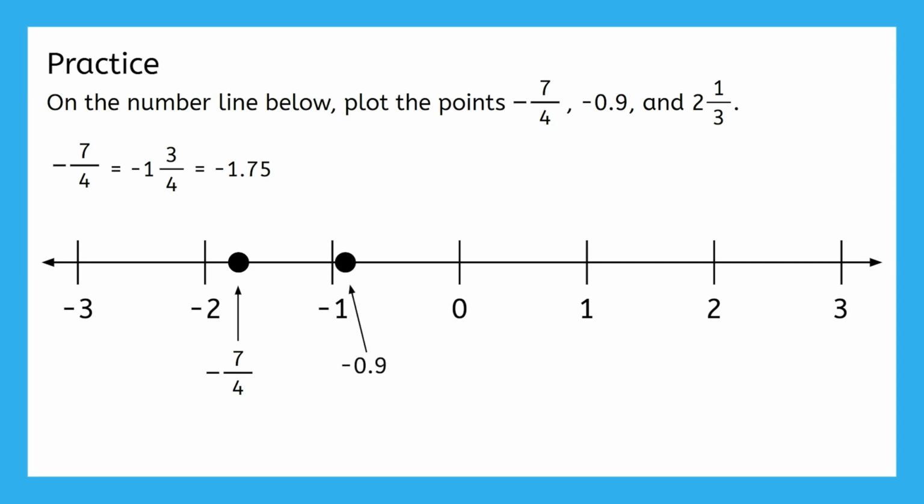-0.9 is between 0 and -1, but it's much closer to the -1. Almost right there, but not quite. Your point for -0.9 should be closer to -1 than your point for -7/4 is to -2. Finally, 2 1/3 is between 2 and 3, but a bit closer to 2. You may have even visualized splitting that interval into thirds. Nice work!